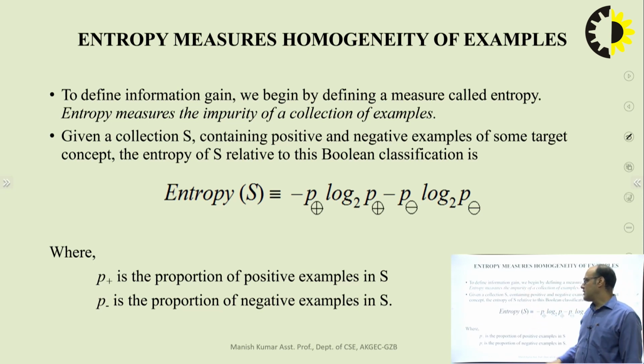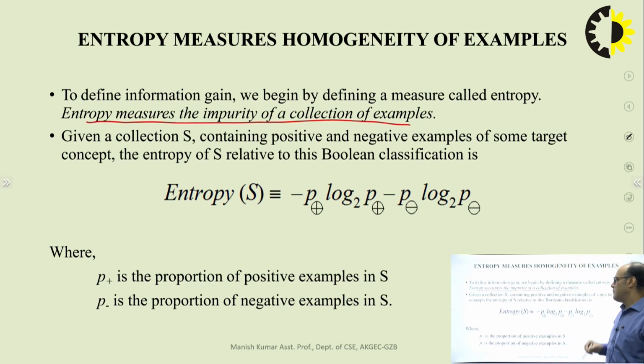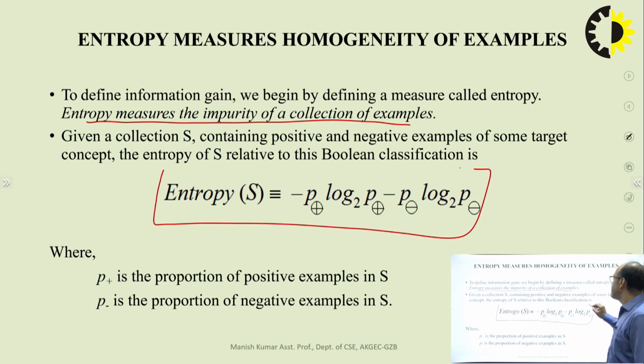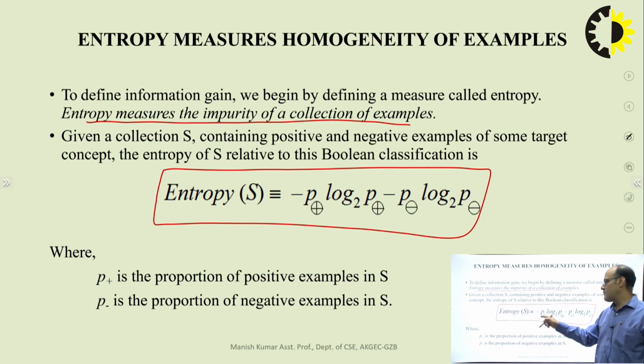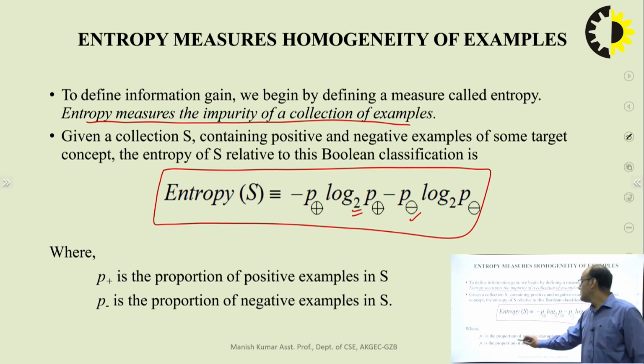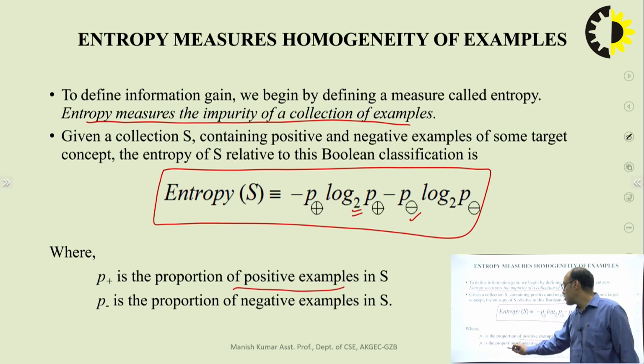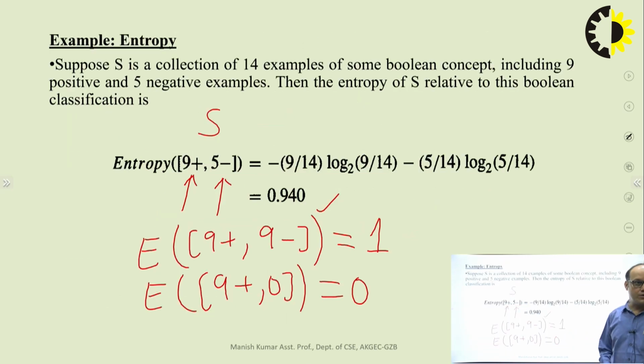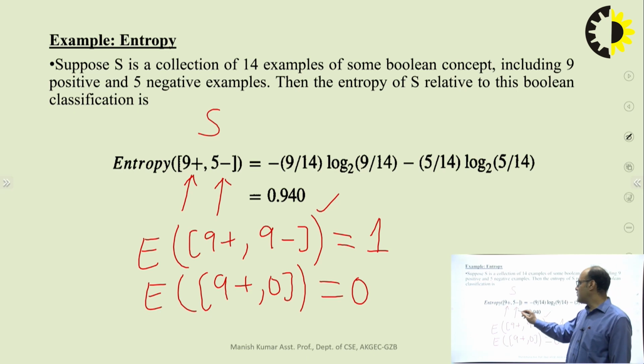For finding the information gain, we need to find the entropy. What is entropy? Entropy measures the impurity of a collection of examples, and it is represented by this equation. Entropy of S is given by minus p plus log base 2 of p plus, minus p minus log base 2 of p minus. Plus indicates the positive examples, minus indicates the negative examples. Keep in mind, the log is to the base 2. p plus means the proportion of positive examples, p minus means the proportion of negative examples. We will calculate it, and I will explain with the help of an example.